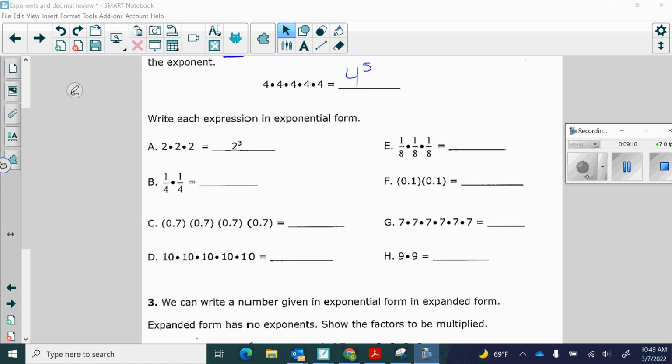Let's go over these. I have 1/4 times 1/4. How would I write this in exponential form, Emma? I would have 1/4 to the 2nd power, or squared. Guys, when you have a fraction and you're writing it using an exponent, it is important that you put it in parentheses. Let me show you why.